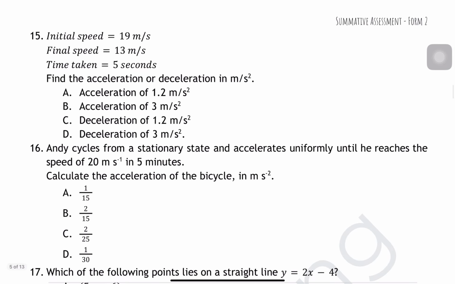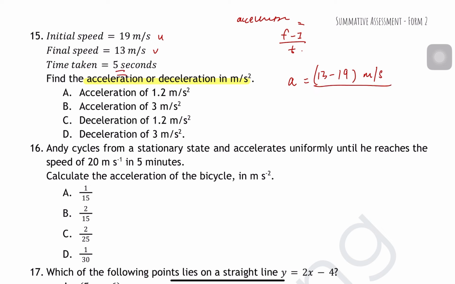Moving to question 15. This is about speed and acceleration. Find the acceleration or deceleration in meter per second squared. For acceleration or deceleration, there is only one formula given: acceleration equals final minus initial over time, or V minus U over T. So in this case, this is your V, this is your U, or your final and initial. So acceleration equals 13 minus 19 meter per second over 5 seconds.